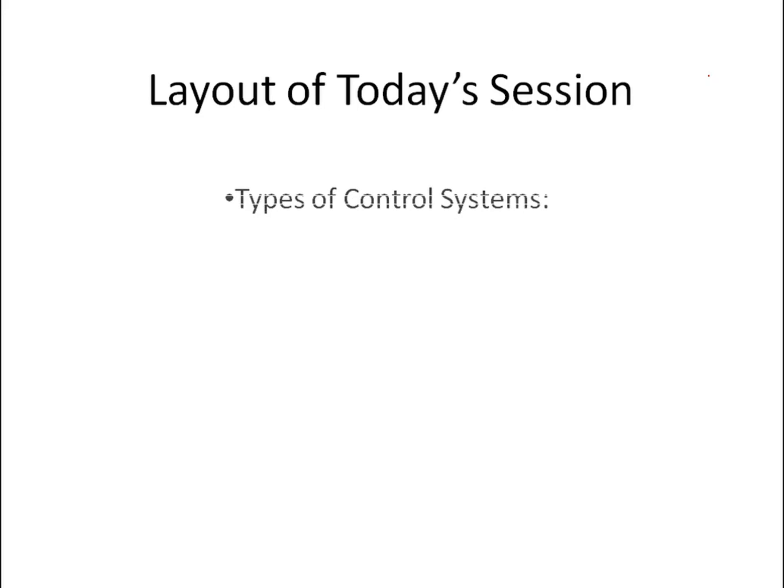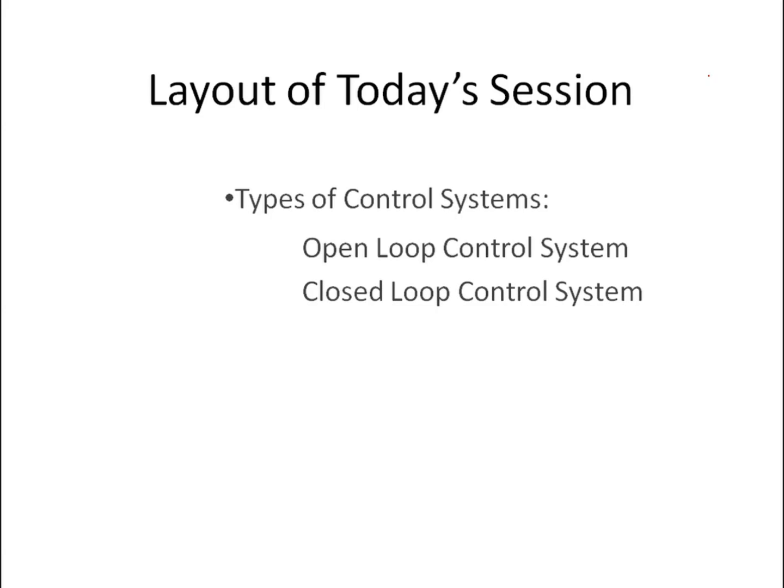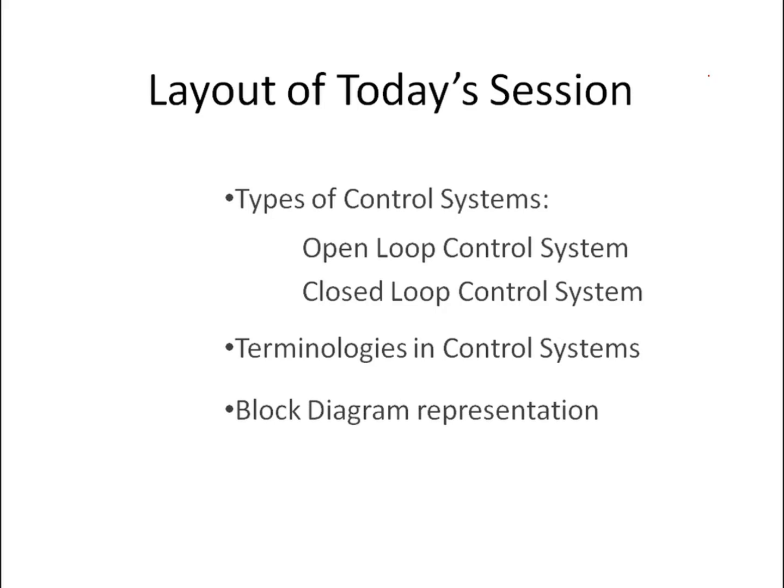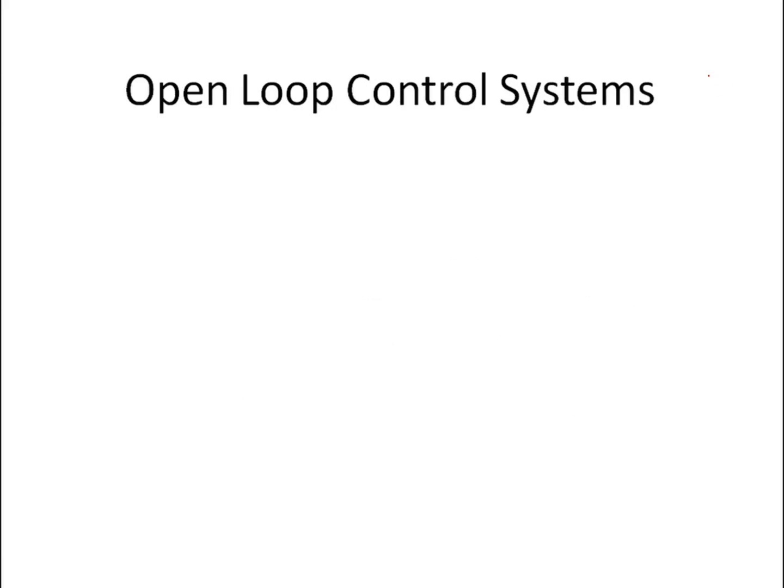So today's layout is types of control systems. These are the two types: the open loop control system and the closed loop control system. Some most prominent terminologies used in the control system in practice throughout this course. Today we will define few of those, and we'll start with the block diagram representation when we are studying open loop control system. So friends, basically what is open loop control system?